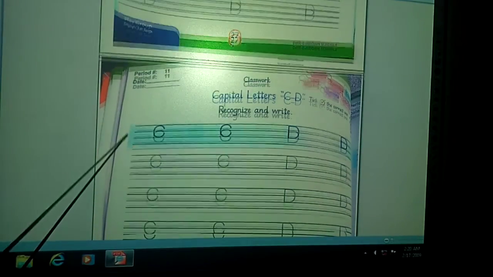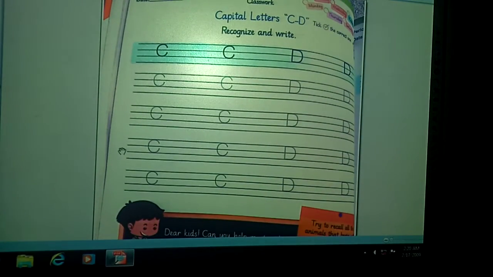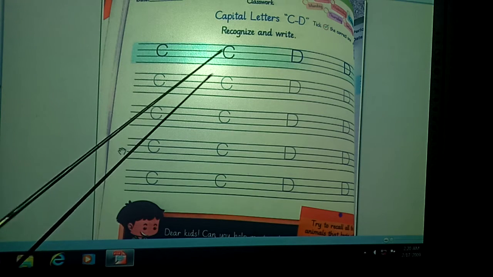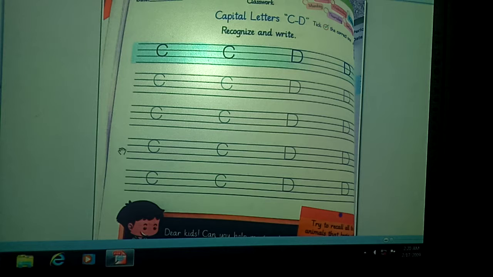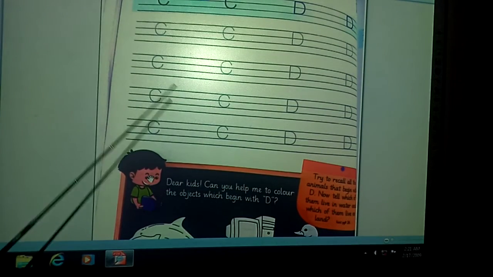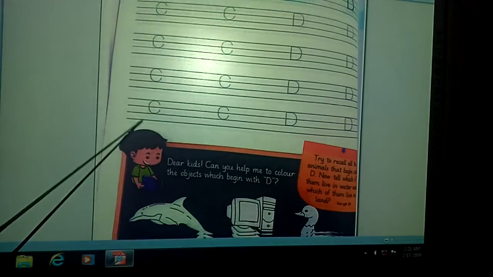And now moving toward page number 28, here is the revision of letters C and D. The topic is capital letters C and D, recognize and write. You have to recognize letter C and then write letter C, and you have to recognize letter D and then write letter D on these dots. This is your home task. You have to do it with the help of your parents.